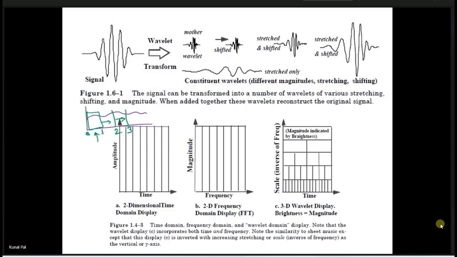Once it is done with a particular mother wavelet, we stretch the mother wavelet and again perform this operation. That means stretching, performing correlation, and then again shifting. Once the analysis is done, you repeat it again.